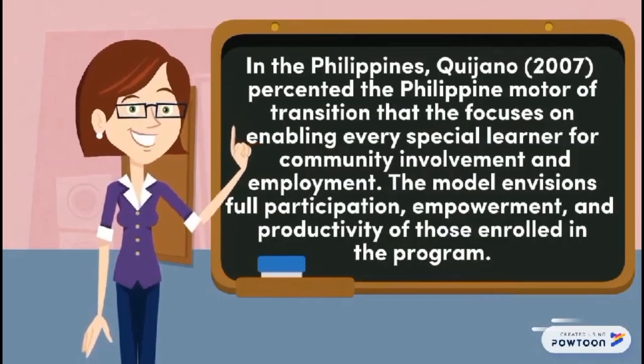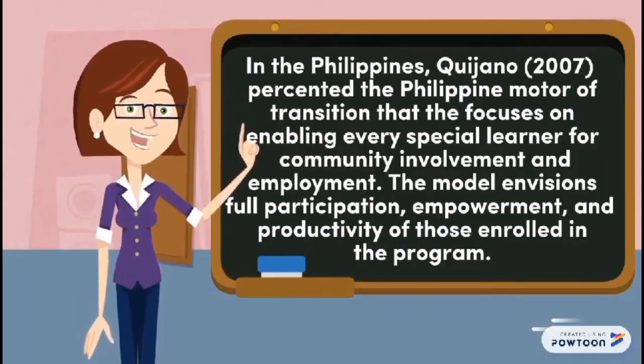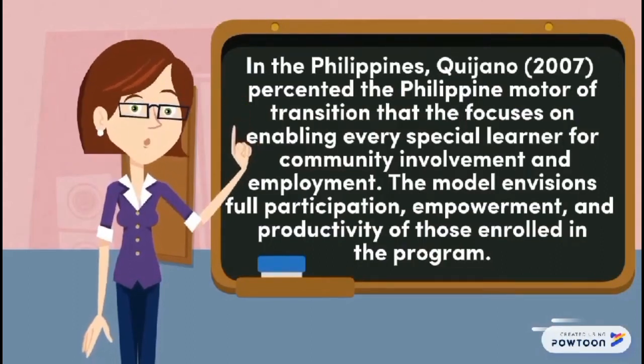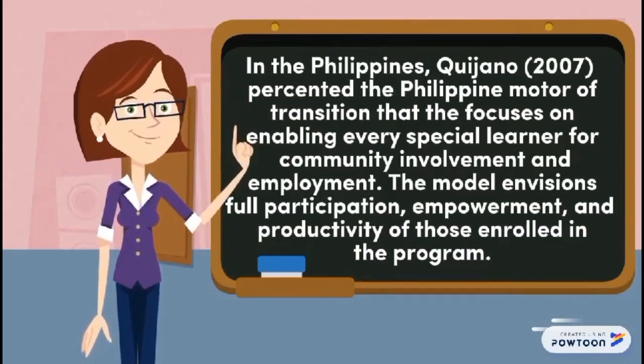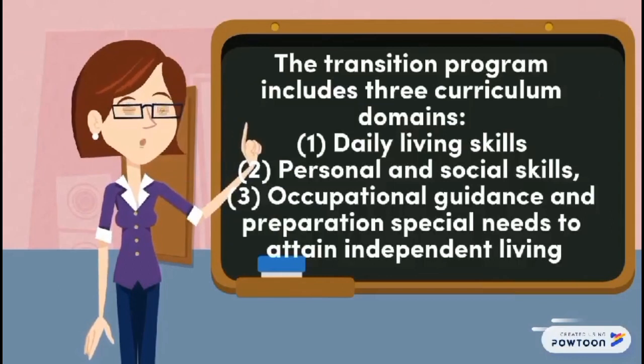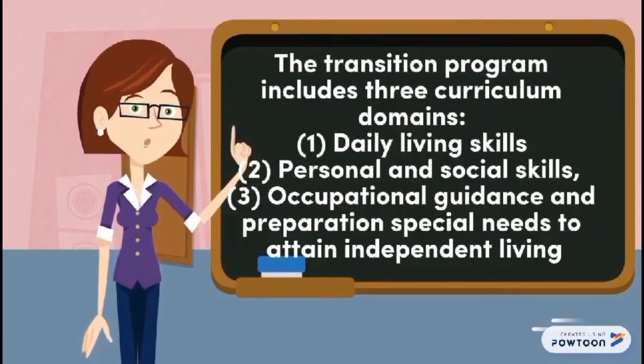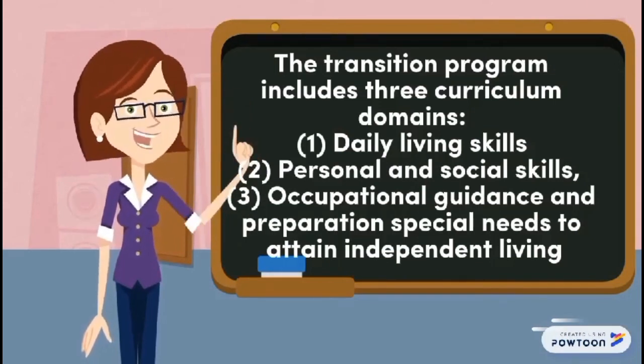In the Philippines, Quiano 2007 presented the Philippine model of transition that the focus is on enabling every special learner for community involvement and employment. The model envisions full participation, empowerment, and productivity of those enrolled in the program. The transition program includes 3 curriculum domains: 1. Daily living skills. 2. Personal and social skills. 3. Occupational guidance and preparation.